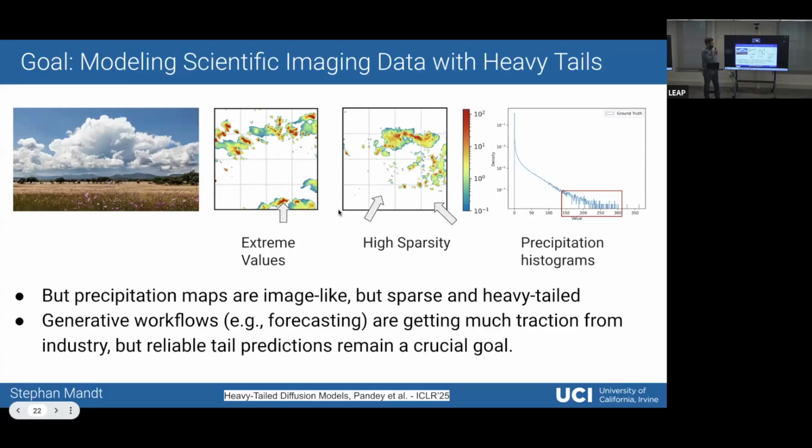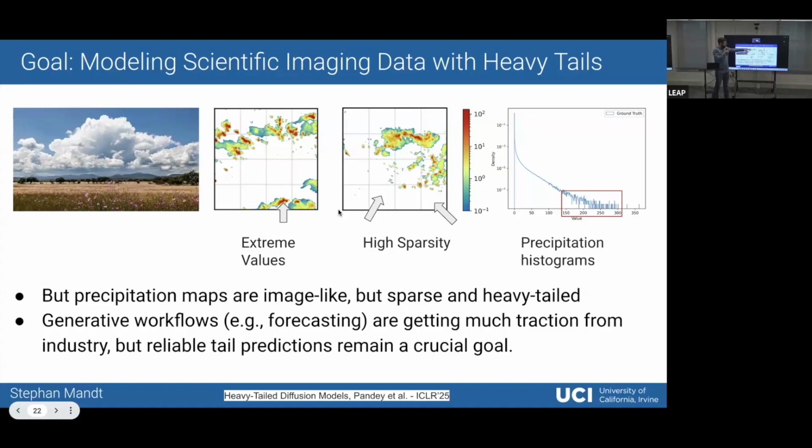The goal is that in scientific imaging, in particular in weather and climate, we oftentimes deal with image-like data, but they're not really images. They're really data points where we do care about the statistics, right? And we really want to get the statistics right. I already briefly alluded to that before, right? You have these rain areas. There's some intense pockets of rain. They're also very sparse, right?